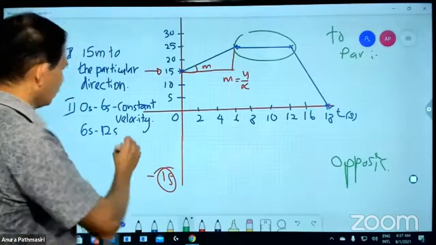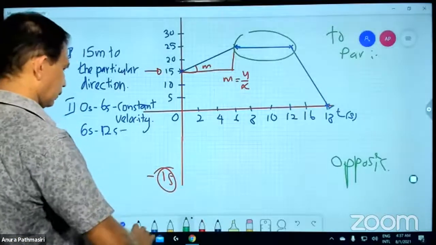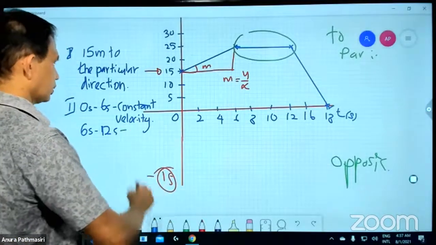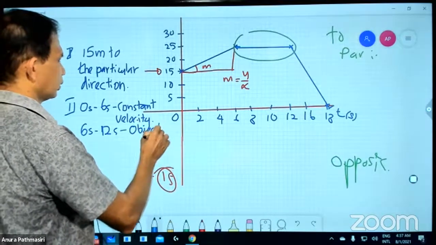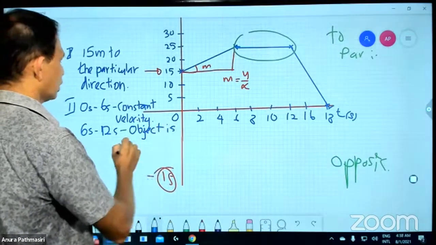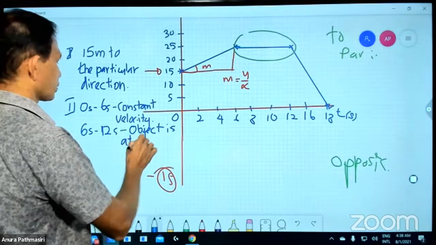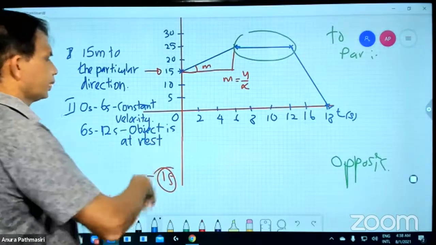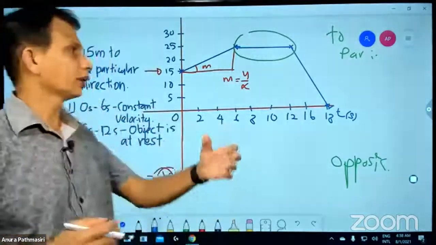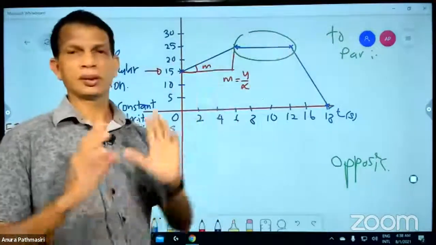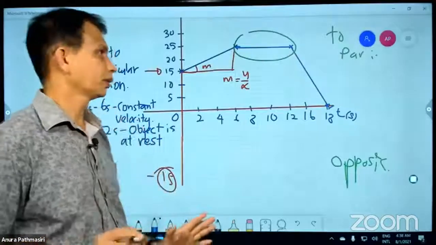So my answer for that one is that the object is stationary. Object is at rest. It's resting. It's not moving. It's kept over there without any movement.